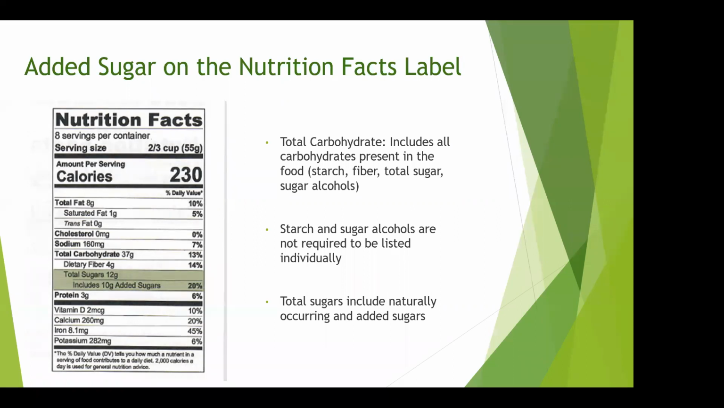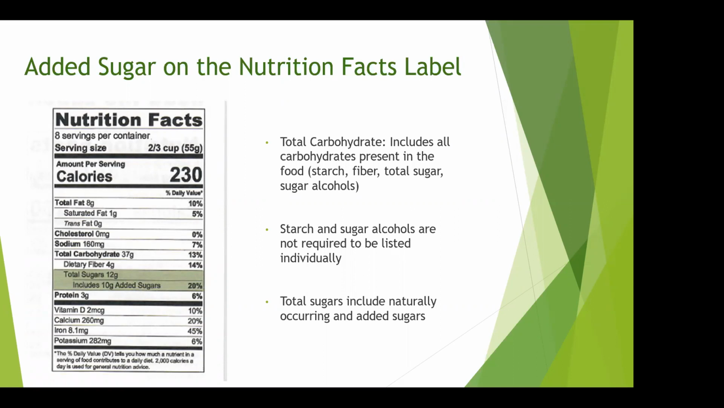So the starches and sugar alcohols are not required to be listed individually. So all we're going to see on this label is the fiber and the sugars. The total sugars is going to include both the naturally occurring and the added sugars, but then it's only going to list the added sugars.